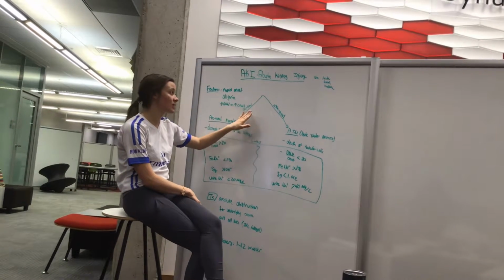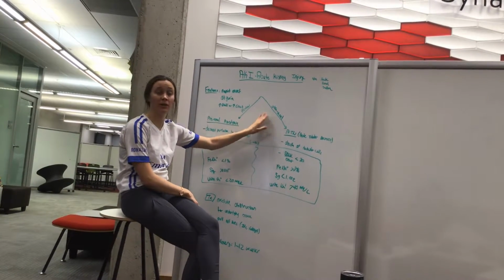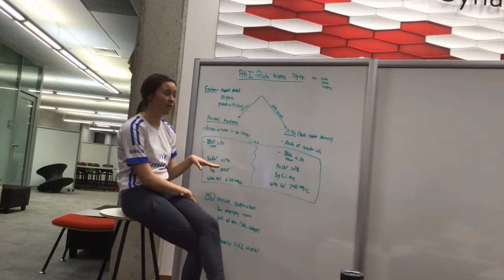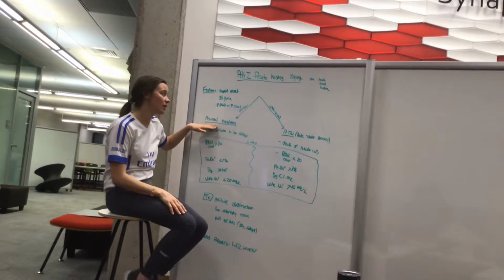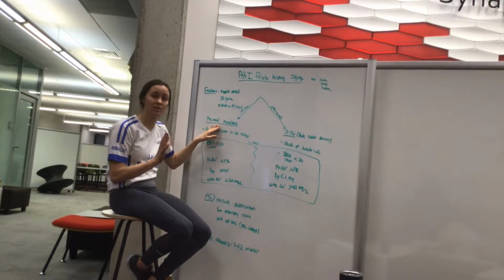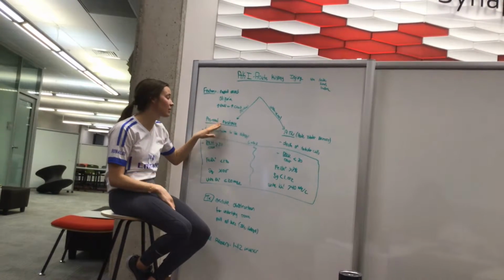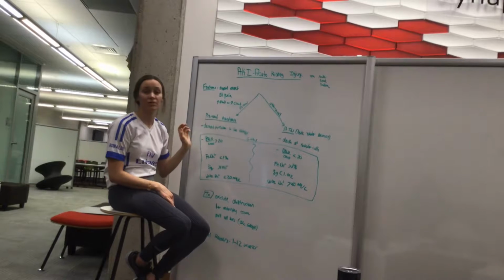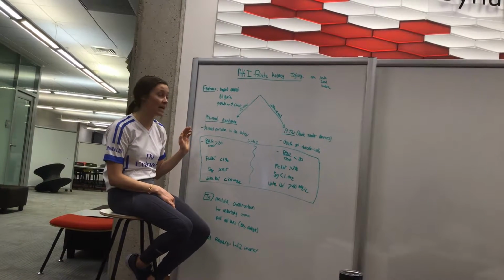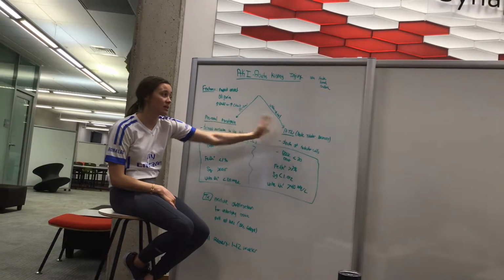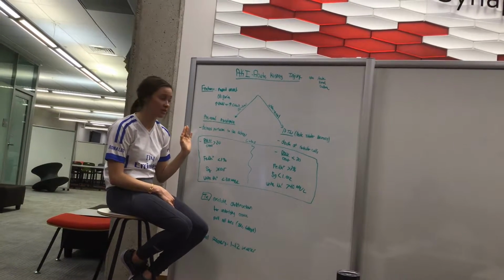So when we have AKIs, we can divide them into pre-renal, intrarenal, and there's actually post-renal, but we're not talking about that today. So focus on the pre and intrarenal. Pre-renal is the most common. There's other kinds, but today we're going to focus on pre-renal azotemia. And azotemia simply means an increase in nitrogenous products, BUN or creatinine. And then intrarenal is acute tubular necrosis.